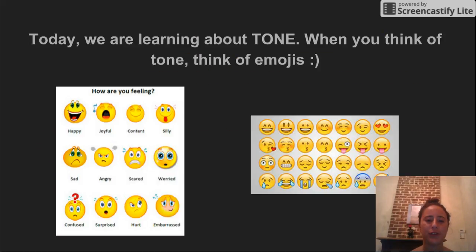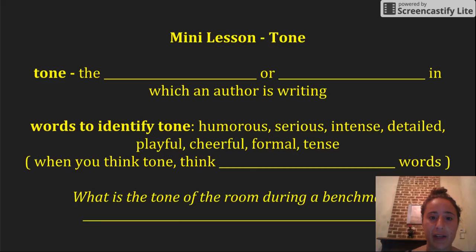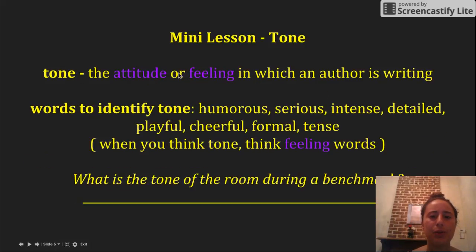So today we're learning about tone. When you think of tone, think of emojis. Take a look at these different emojis. These all identify different tones. We can think of when we have a tone about our life, we're going to try and find tones of texts that we read. So tone is the attitude or feeling in which an author is writing. Jot that down. An attitude or feeling.